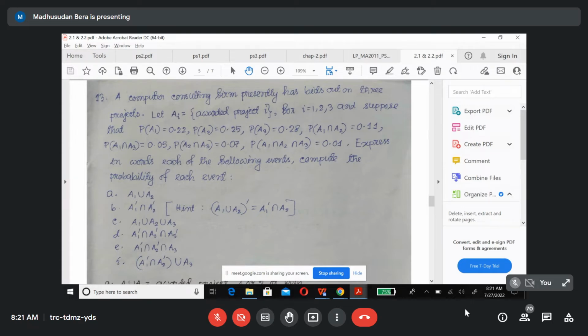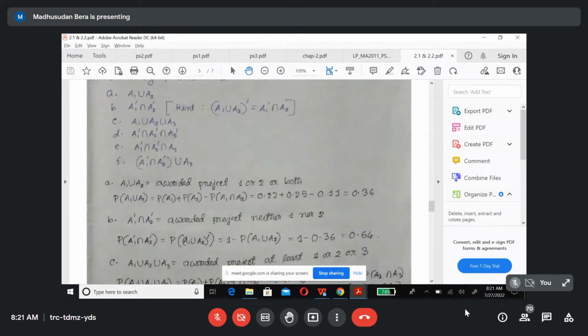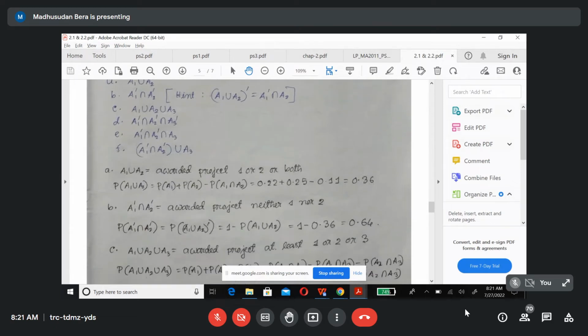Correct or not? Event B, A1 dash intersection A2 dash. Both projects A1 and A2 are not awarded. Are you getting the point? Probability you can find it easily. So awarded project neither 1 nor 2, or both A1 A2 not awarded. So A1 dash intersection A2 dash.